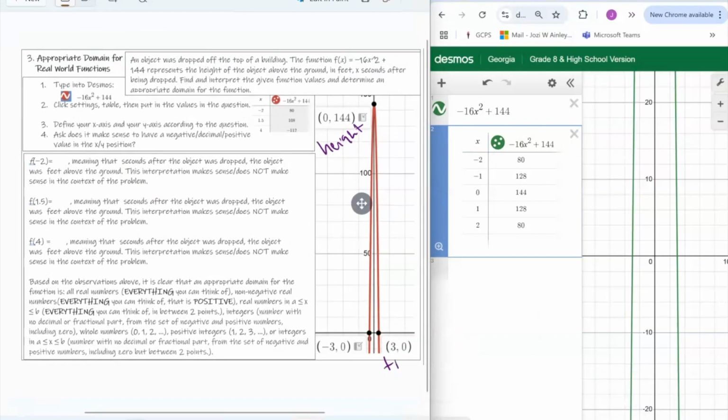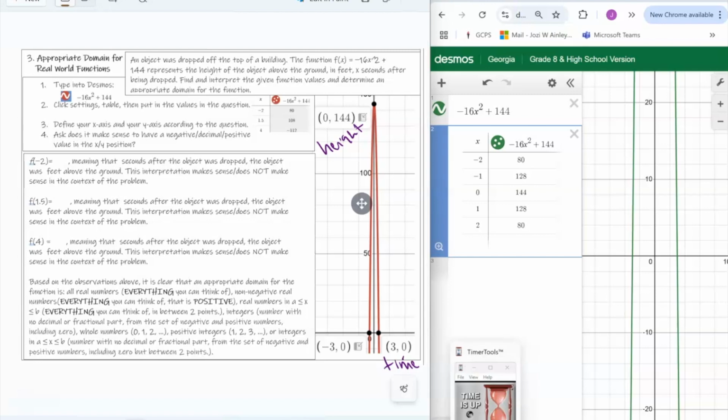So this is time. It's very important that you label just so that you can think through it. Right now, can I have negative time? Absolutely not. So I cannot have any of this graph. This graph is not possible over here. Can I have negative height? Absolutely not. So I cannot have this portion here and this portion.